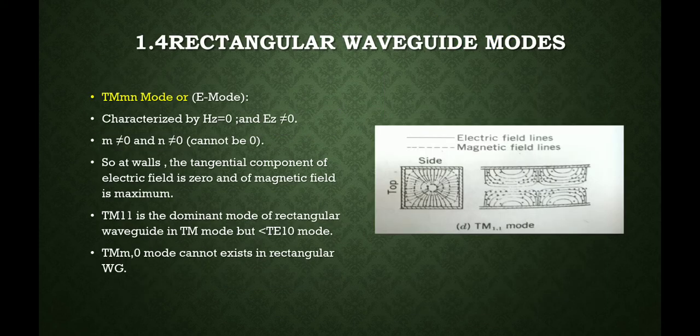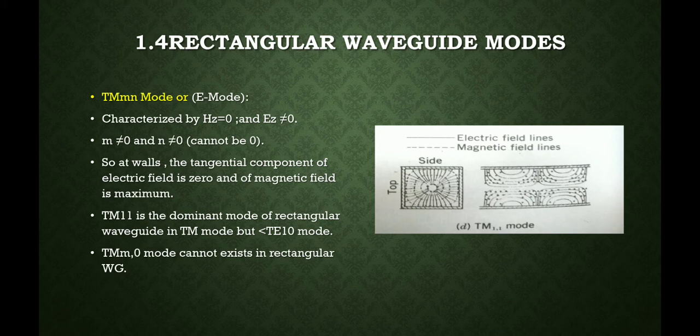Next we have the TM mode, also called the E mode, electric mode by Europeans. This mode is characterized by Hz equal to 0 and Ez not equal to 0. That means here M and N values cannot be 0. So at walls the tangential component of electric field is 0 and of magnetic field is maximum.